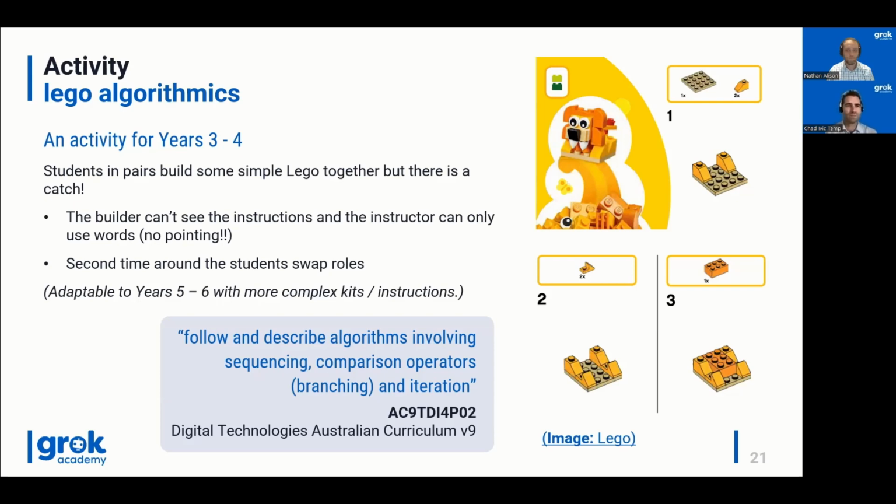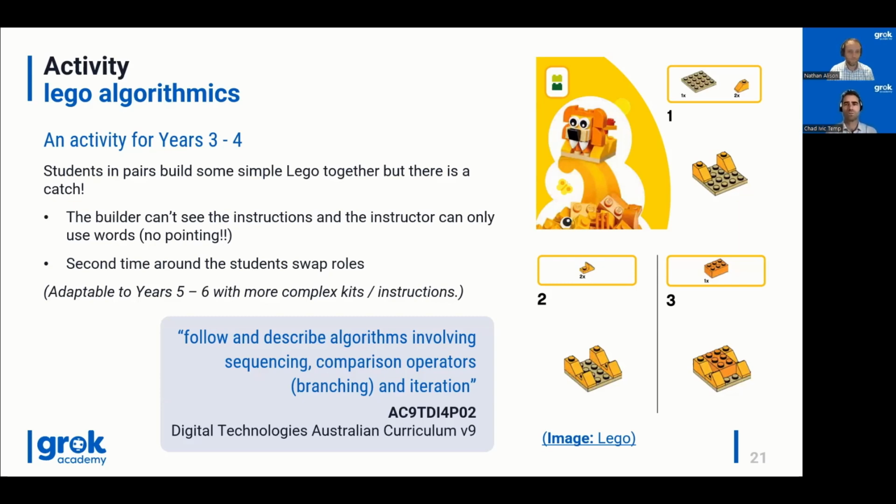So what happens is they build some Lego in pairs together, but there's a catch. It's a bit trickier than usual. The builder can't see the instructions. The builder's the only one that can touch the Lego bricks, and the instructor can only use words. They're not allowed to point at the pieces. Second time round, they swap roles. So the builder and the instructor will swap roles.